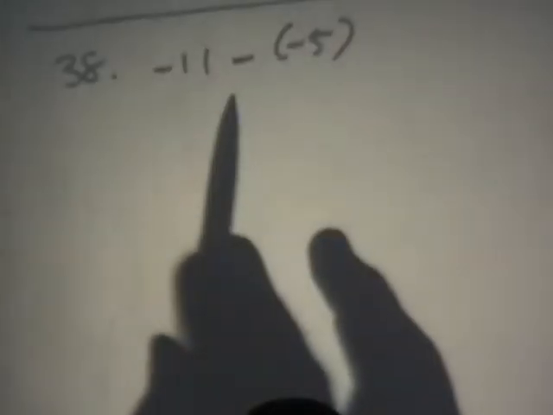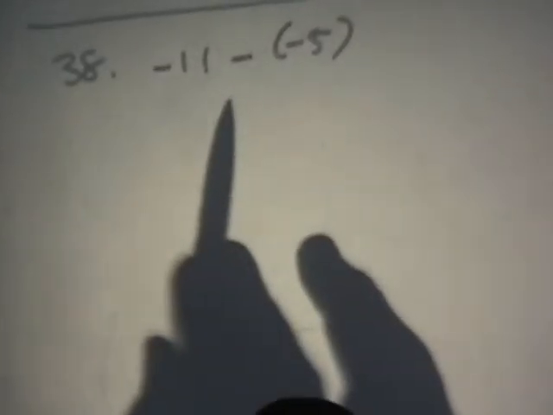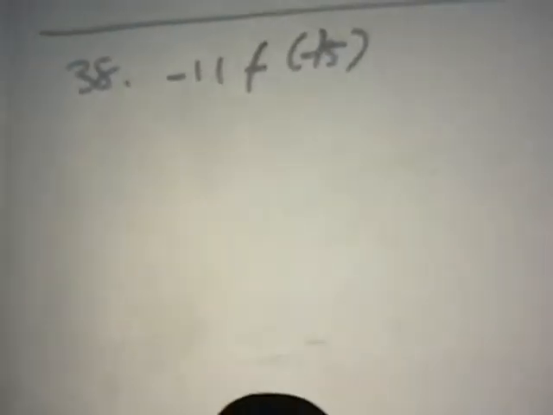Go to number 38. Problem number 38, we have negative 11 minus a negative 15. Now what is that rule? When subtracting integers, add the opposite. So I'm going to change this to plus, plus. So that becomes negative 11 plus a positive 5. Now, more cold cubes than hot cubes, so what?